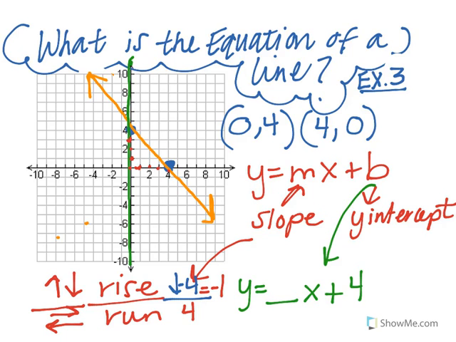So on the board where it says negative 4 over 4 equals negative 1, you know that your slope is negative 1. You don't have to write out negative 1. You can just put a negative x.